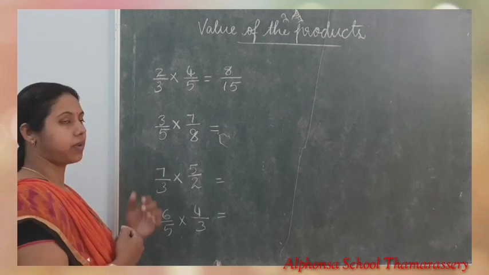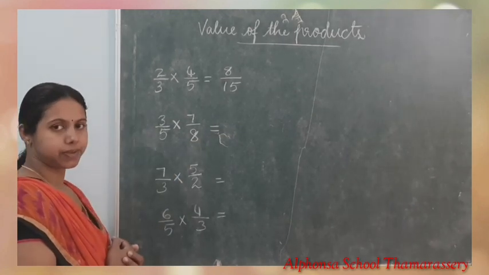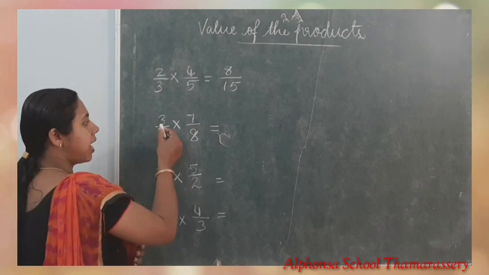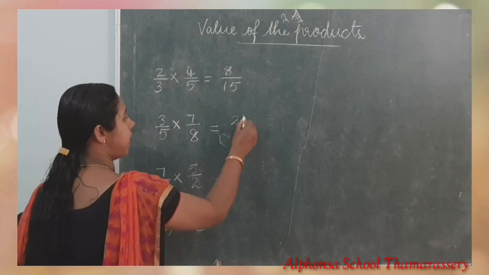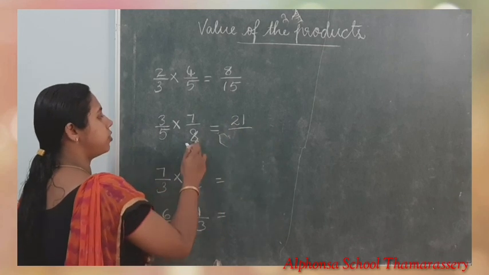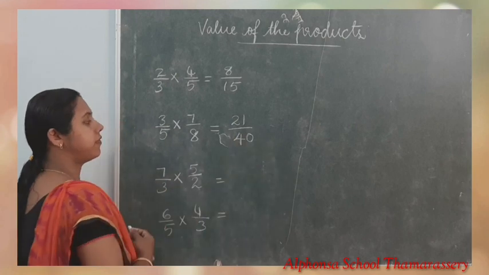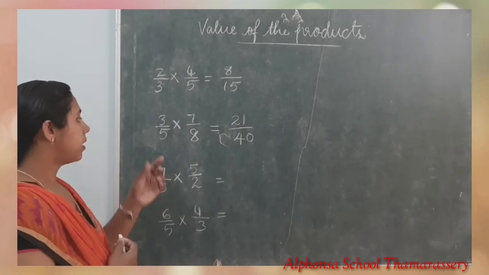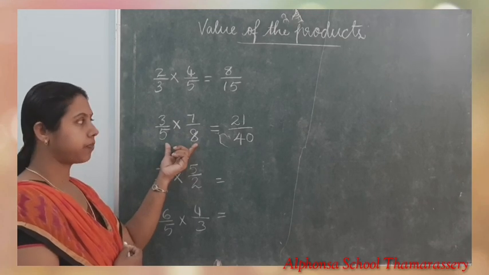Let us see the next one. 3 by 5 into 7 by 8. We know that we multiply the numerators, 3 into 7, 21, divided by 5 into 8, 40. So 21 by 40. These two are proper fractions.